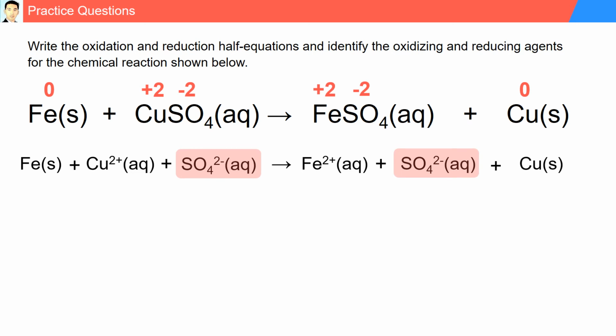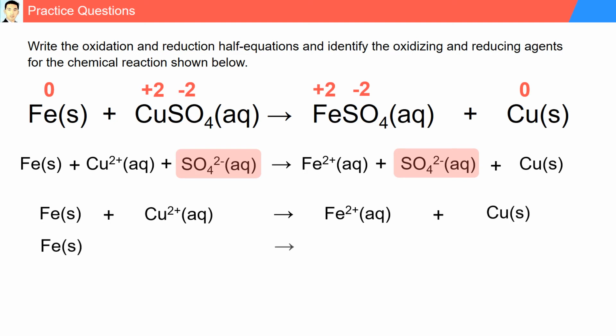Since sulfate has an oxidation number of -2 on both sides, the reactant side and the product side, we can omit sulfate from the equation, since it's a spectator ion and does not take part in the chemical reaction. So now we have iron reacting with copper 2+ ions to produce iron 2+ ions plus copper solid.